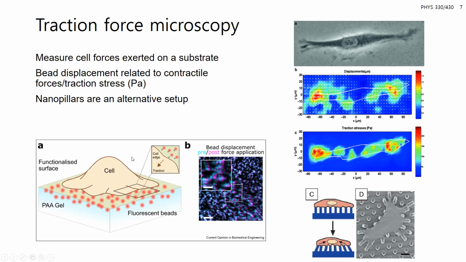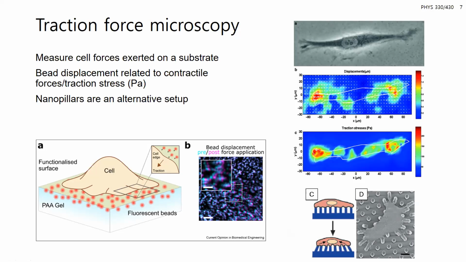An alternative to traction force microscopy, which is gels with beads, is you can also have nanopillar arrays. If you use nanofabrication or microfabrication techniques, you can look at these flexible pillars and the displacement of those as cells exert forces.